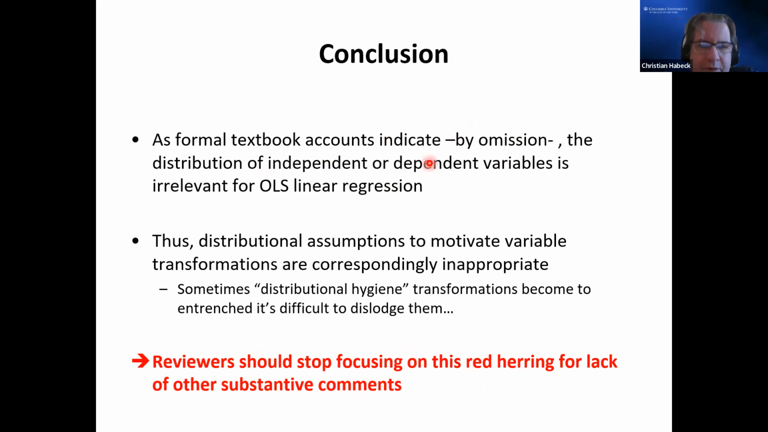So the conclusion is, as formal textbooks indicate, by omission really, the distribution of independent or dependent variables is irrelevant for linear regression. Distributional assumptions to motivate variable transformations are also inappropriate. It's interesting, sometimes this becomes so entrenched because of the sociology of the field that people acknowledge, oh yeah, we don't need to transform, but it's become the tradition of our field or the convention. That's what everybody does. I can't break with that for fear of penalties, right?